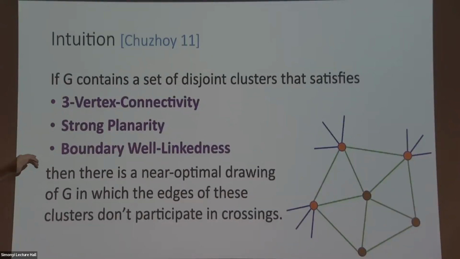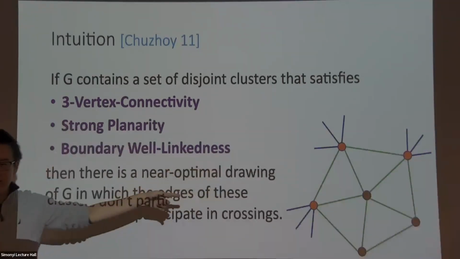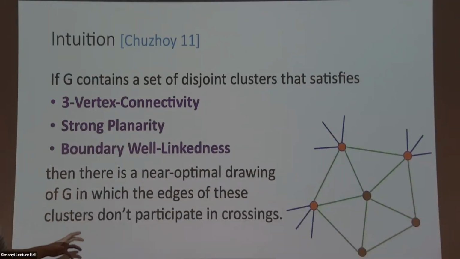And then bounded well linkedness. Still, it's about these boundary vertices, the orange ones. Well linkedness is a property that is used a lot in graph routing problems. And here it is just saying that it is very well connected inside. I'm going to present the definition later, in the second part. This is not very important for us at the moment. It is just very well connected.